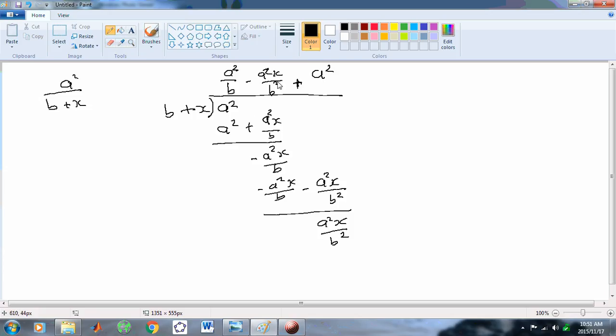Did I make a mistake there? That's x squared, isn't it? Yeah, I'm sorry, that's x squared there. And the next term is going to be a x squared over b cubed, right? And you can see that a certain pattern here is emerging, so that the next one will be a cubed x cubed over b to the fourth plus dot dot dot.